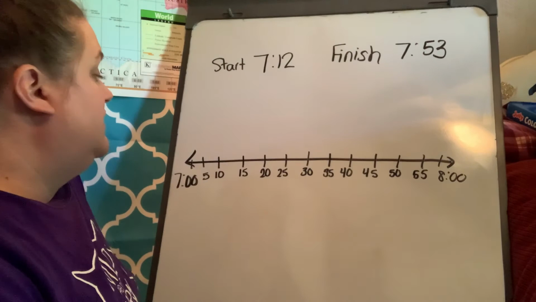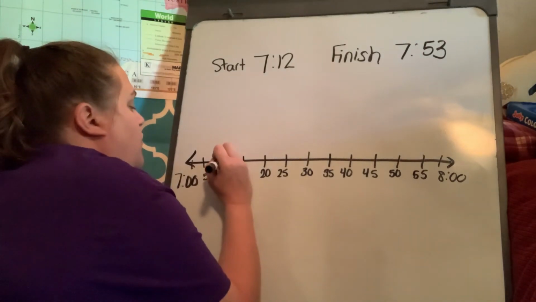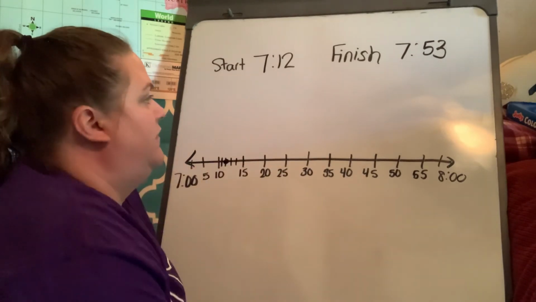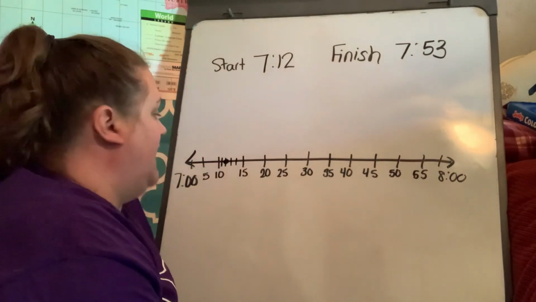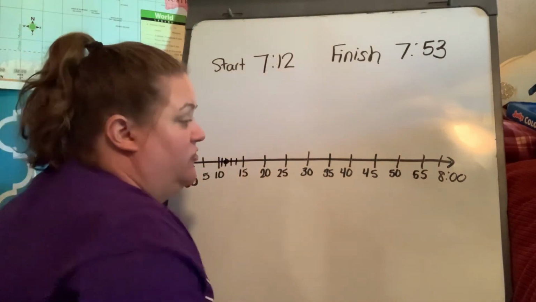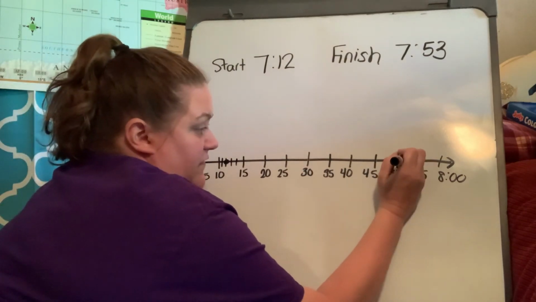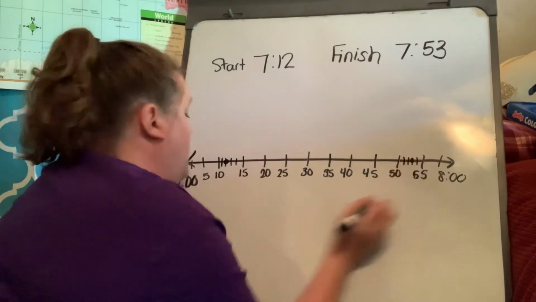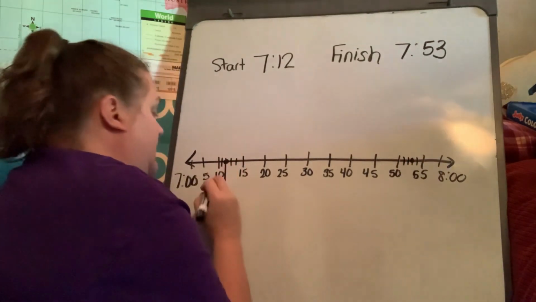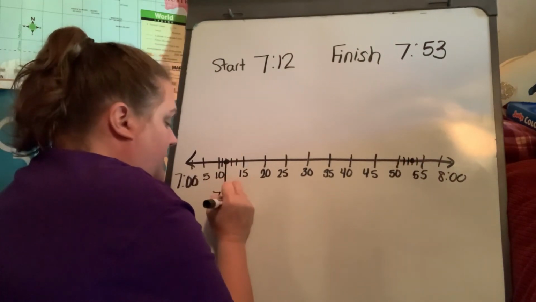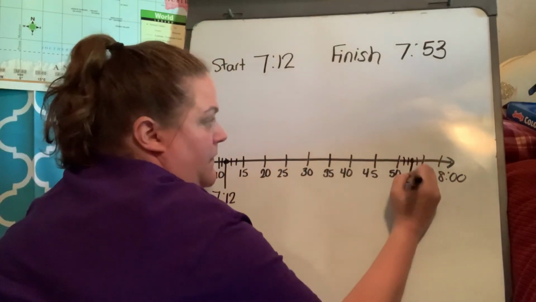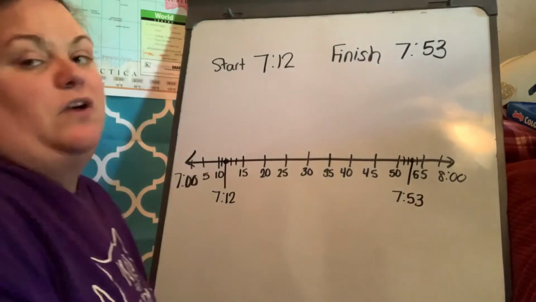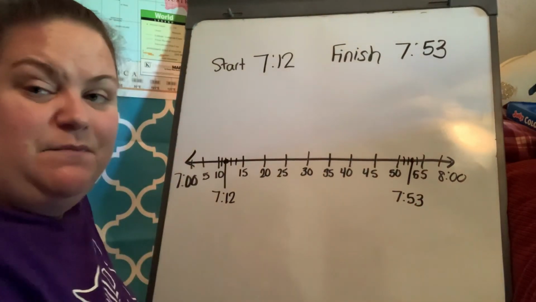So we're going to start at 7:12. So I'm going to do 1, 2 right there, 3, 4. That would bring me to 15. That's when I start. And then I also know when I finish. So that is 50, 51, 52, 53. So 53. I know my start time. So I start here at 7:12. I know my end time, 7:53. I know those two things. I want to know how much time is in between them.